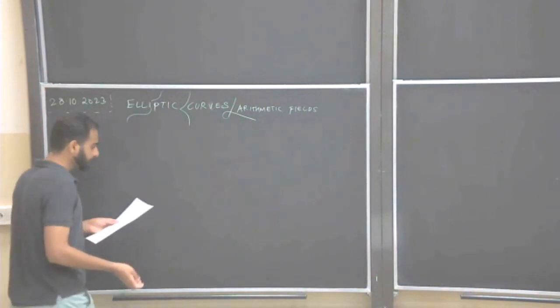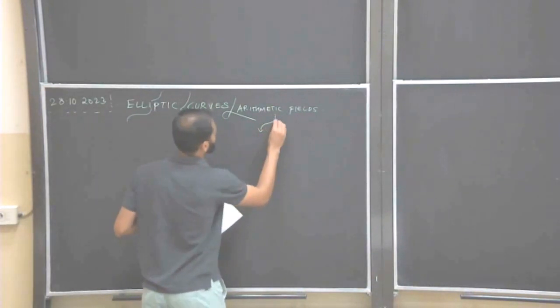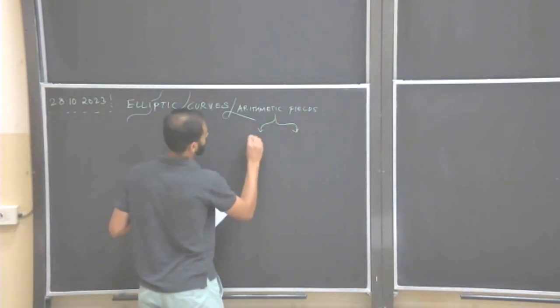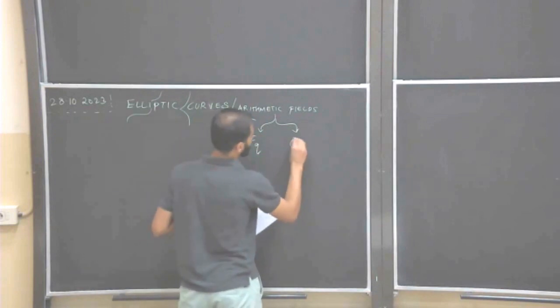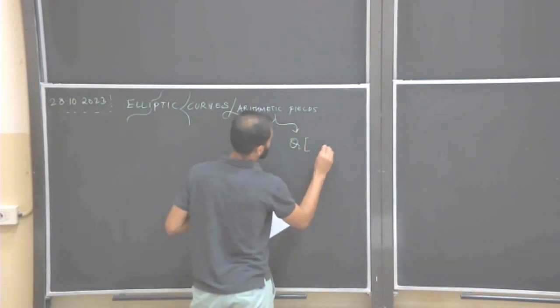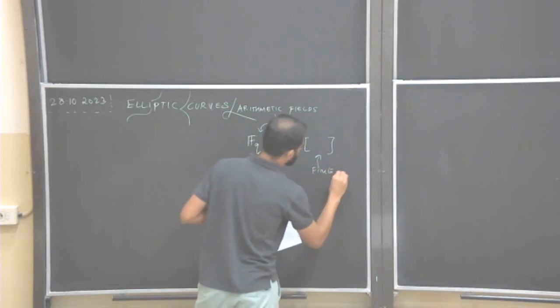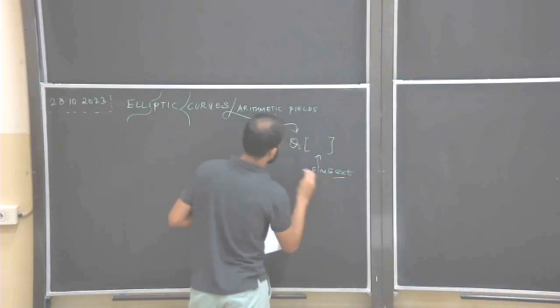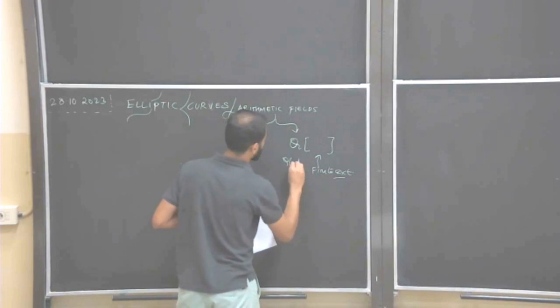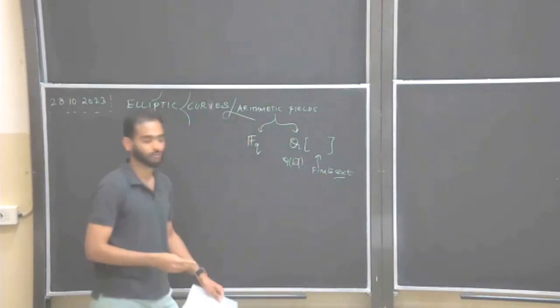Finite fields, or finite extensions. Suppose Q root D, where D is a non-square integer.